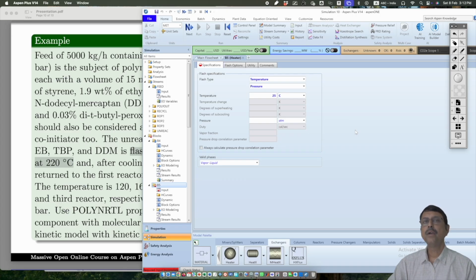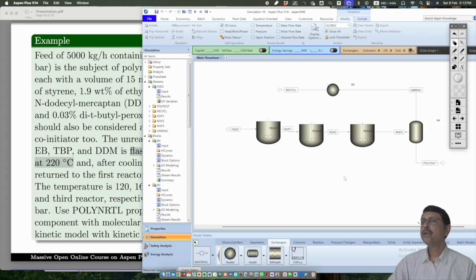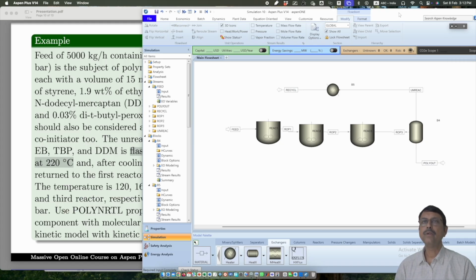So we have to put the recycle back to 25 degrees centigrade so that it can match the inlet feed. And this is 1 bar pressure. Okay. So we shall not connect the recycle stream now. Let us run this because all the required input is complete. So let us run this and see what happens. We will close this one. We no longer need it now.